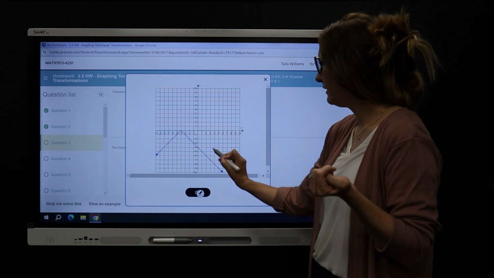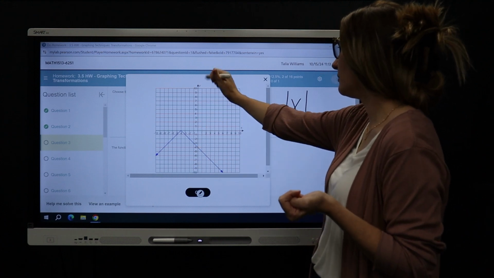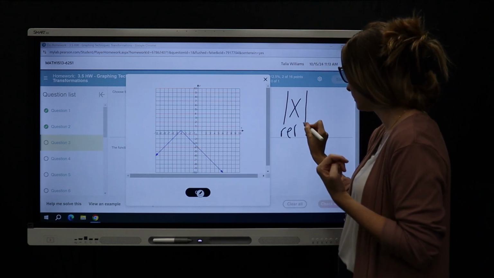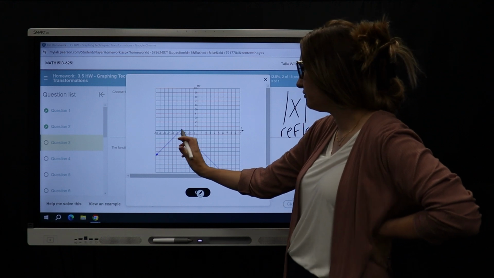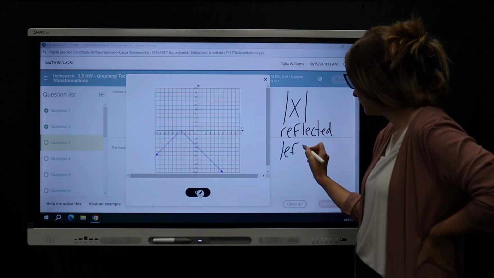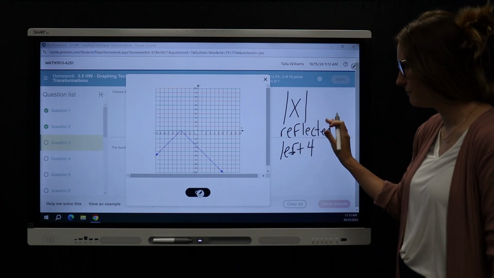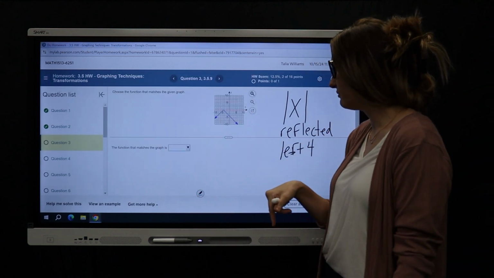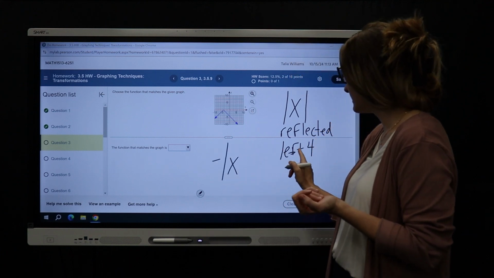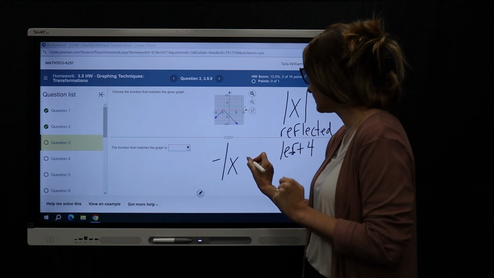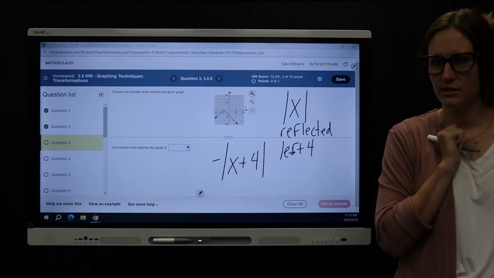Okay, this is a V. This V shape represents the absolute value of x. This graph is not facing up, it's facing down, so it's reflected. And it's not at 0, 0, it's at negative 4, so it went left 4. Now that I have this information, it didn't go up and down off of it, it just went left 4, we can write our equation. So we're going to have negative absolute value of x. Since this is left, it goes inside with this, and it's opposite of what you would think. So it's the negative absolute value of x plus 4.